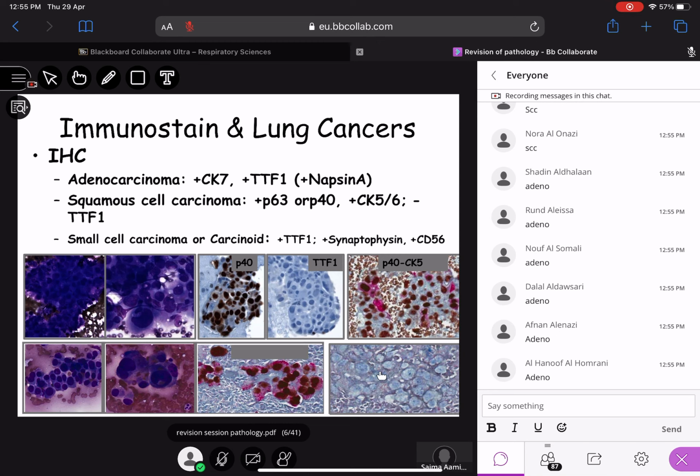Because here P40 and cytokeratin 5 are not expressed, that is why you don't see any brown thing here, but they are expressed over here. The TTF1 and napsin are expressed here, so the diagnosis is adenocarcinoma. Good. And for small cell, you know that you have TTF1 positive, neuroendocrine markers are positive, and Ki67 is high. Adenocarcinoma is also positive for cytokeratin 7, which is negative in squamous cell carcinoma.